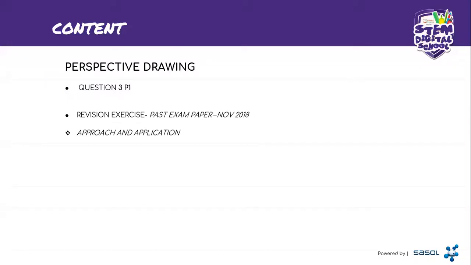Right, this is question number 3 of paper 1. Yesterday we looked at question number 3 of paper 2, which was isometric drawing. It's for the past 3 days. So we are still going to alternate from paper 1 to paper 2, paper 1 and paper 2 like that. Revision exercise, past exam paper, November 2018. We are still looking at approaches and application.